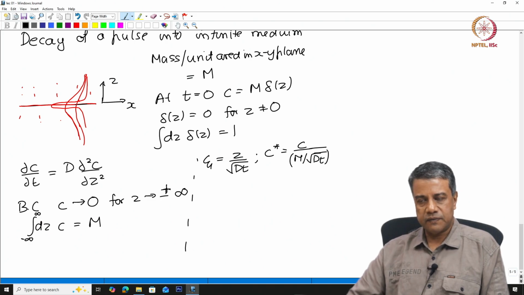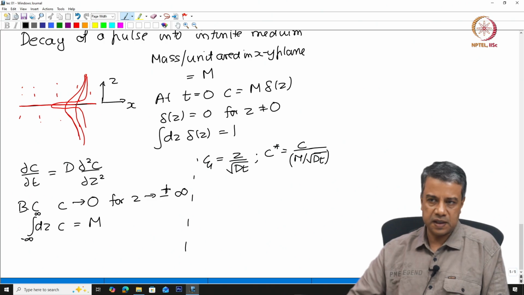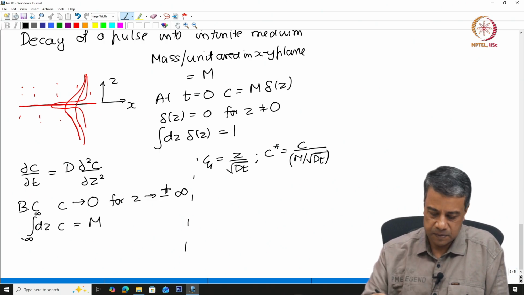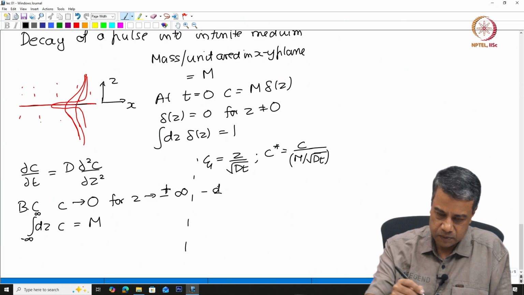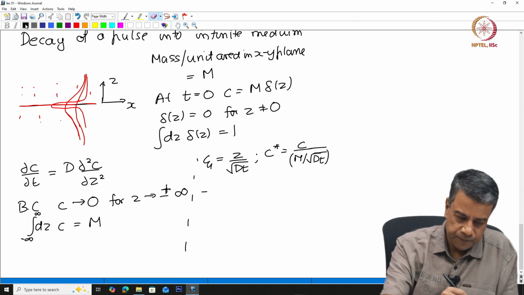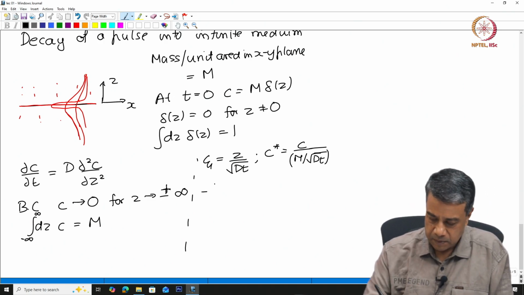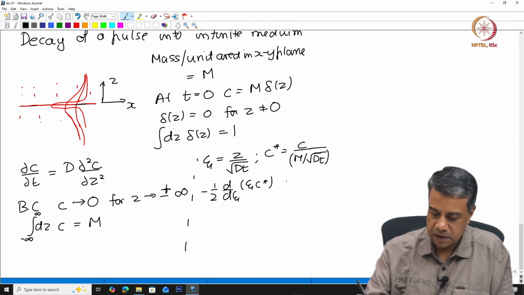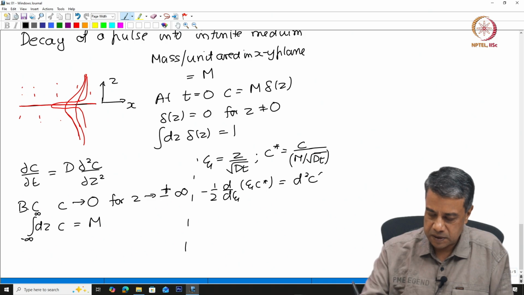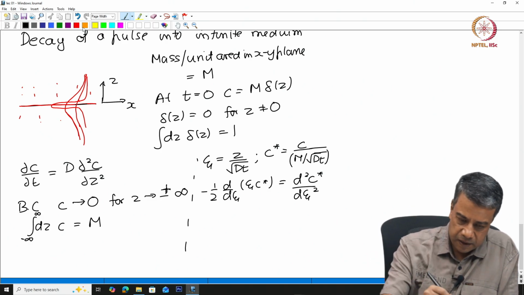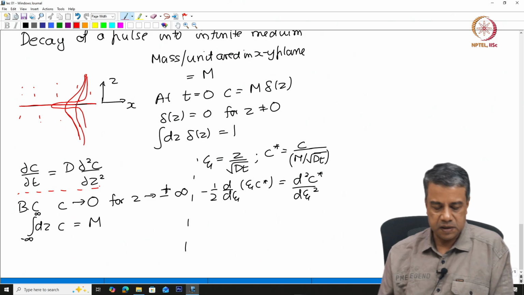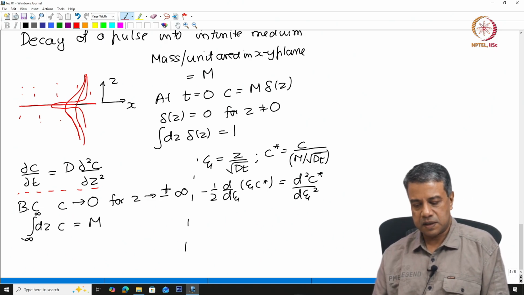So, using these two similarity variables, I had got a similarity equation in terms of psi. Minus 1 by 2 d by d psi of psi c star is equal to d square c star by d psi square. So, that was the similarity equation which I got by transforming the equation in terms of the original concentration c and t and z into an equation in terms of c star and psi.